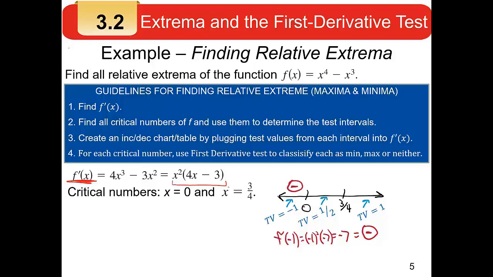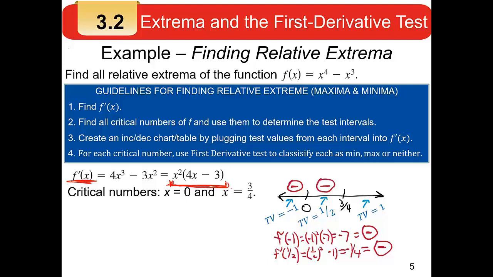Then you move to the next test value. Well, the next test value is a half. If you plug a half into the derivative, again, we're plugging right in here into the derivative. Again, arithmetic's fairly easy. You come out with -1/4. I don't care that it's -1/4. I just care that it's negative. So I'll put a negative sign in that interval.